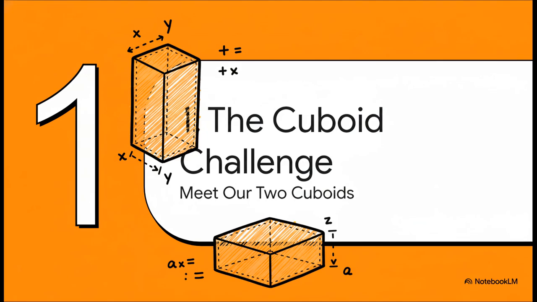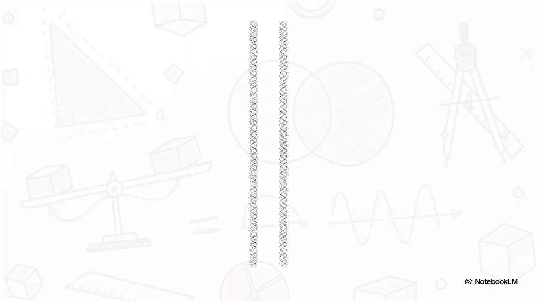All right, first things first, let's get to know the two main characters of our problem. So on the left, you've got cuboid A, and on the right, cuboid B. Now the first thing you'll probably notice is that their dimensions, the length, width, and height, are not just plain old numbers. They're actually algebraic expressions, and they all involve x. And that little x is going to be the key to cracking this whole thing.